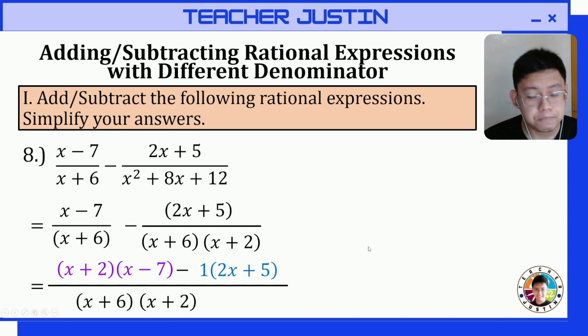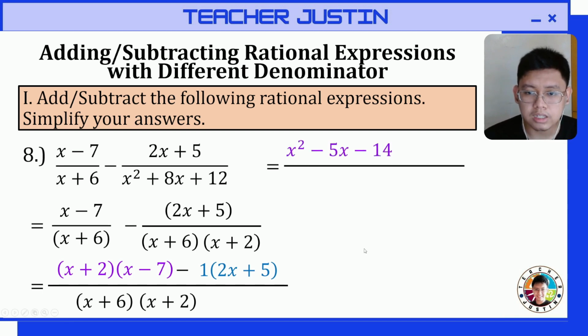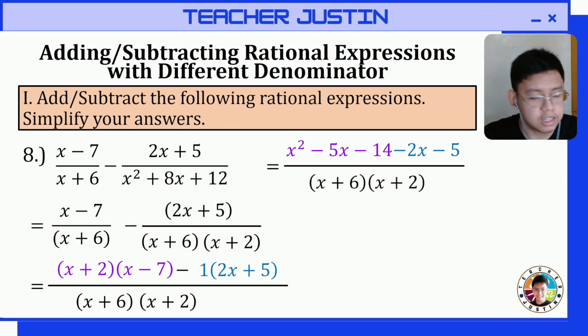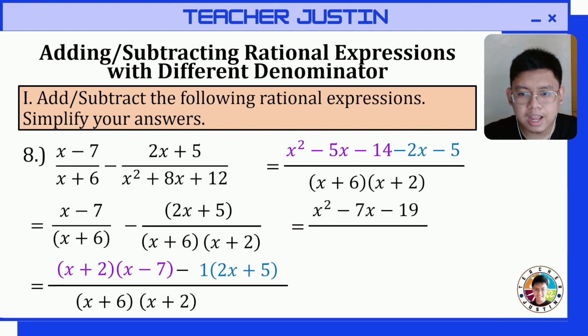So, let's apply the FOIL method. We will have x squared minus 5x minus 14. Tapos, distribute natin si negative 1 dun sa ating group, 2x plus 5. That will give us negative 2x minus 5. Tapos, we just copy the denominator. Then, let's combine like terms. So, we will have x squared minus 7x minus 19. So, that will be our numerator.